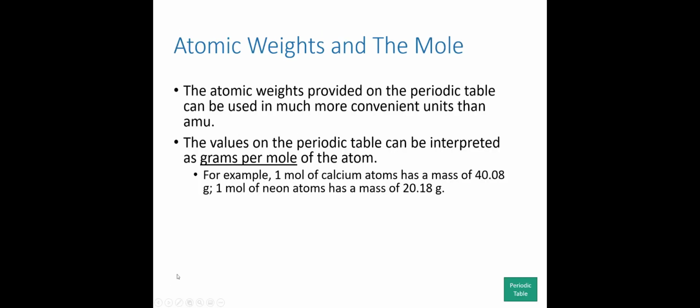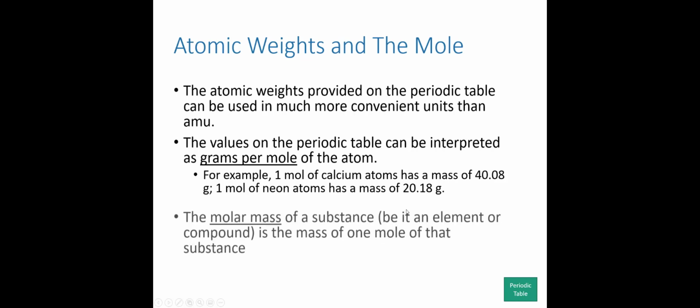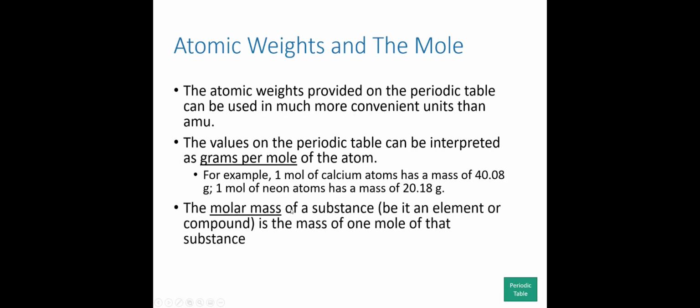And since we're usually going to be measuring in grams, it only makes sense that we would like to have some relationship between moles and grams. So we call this effectively the molar mass of the substance. And it is just the mass of 1 mole of whichever substance we happen to be discussing.